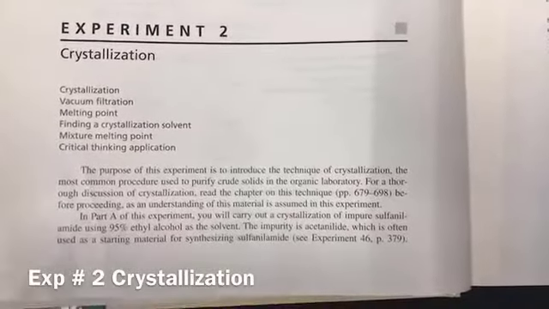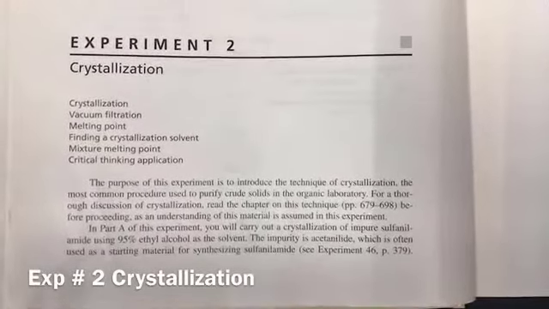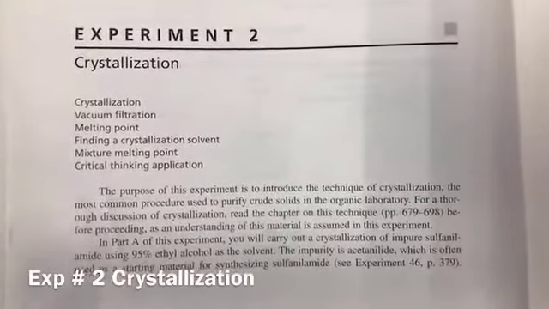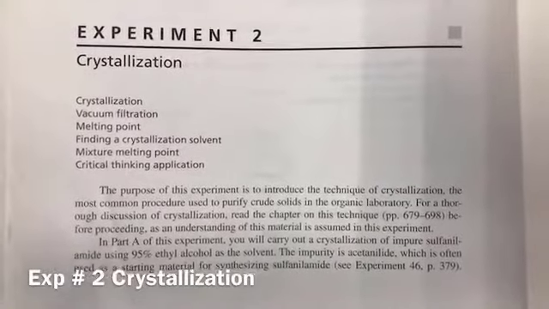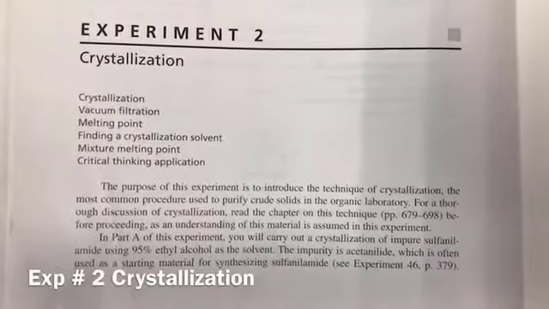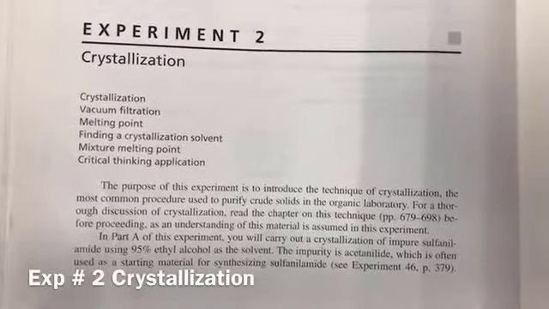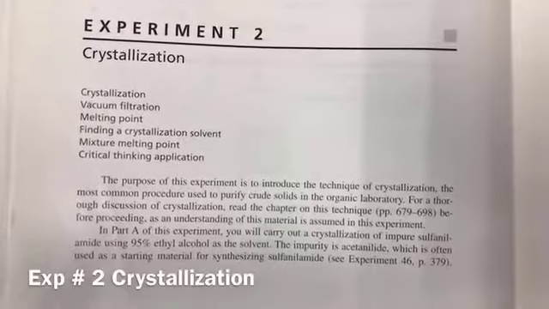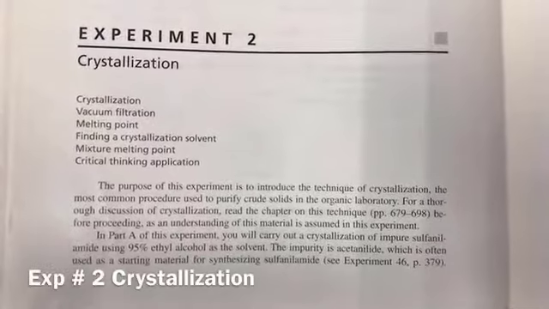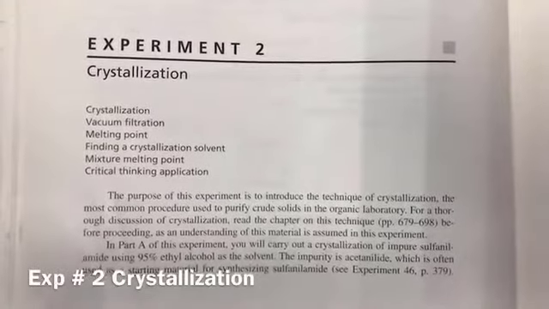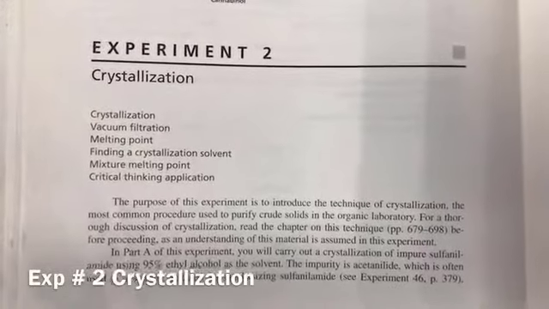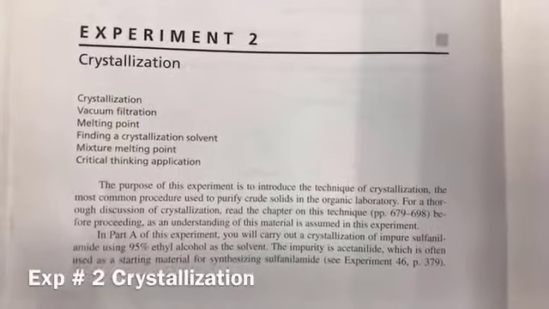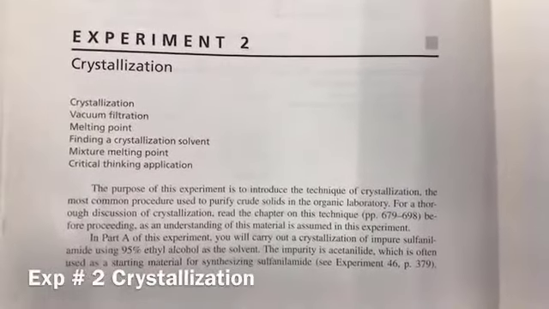First of all, crystallization. During crystallization, you will use vacuum filtration in order to filter out your crystallized product. Melting point, in order to analyze whether your crystallized product is pure or not. You will learn how to find the best crystallization solvent based on the solubility, and then mixed melting point, in order to analyze whether the two compounds are the same or not. And then the critical thinking application: you can predict the crystallization solvent based upon the solubility and structure.